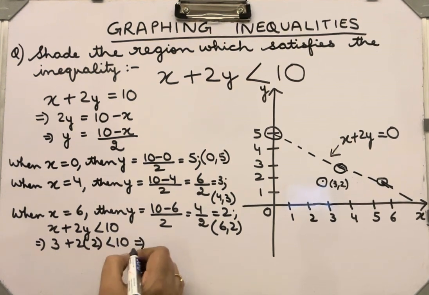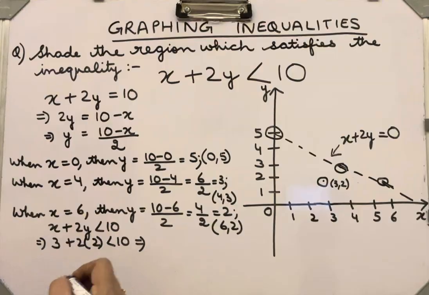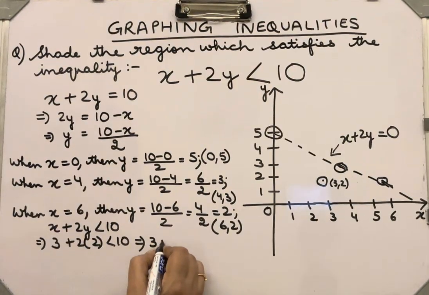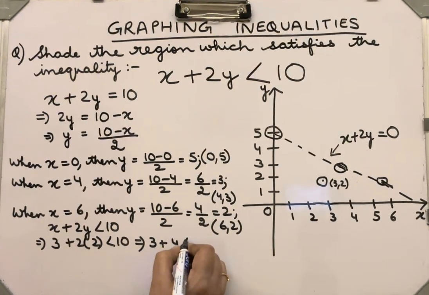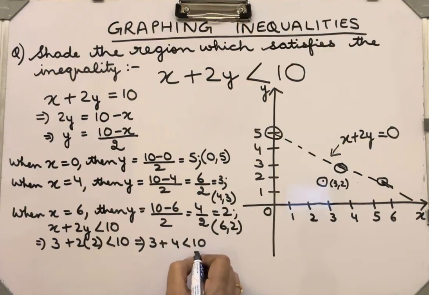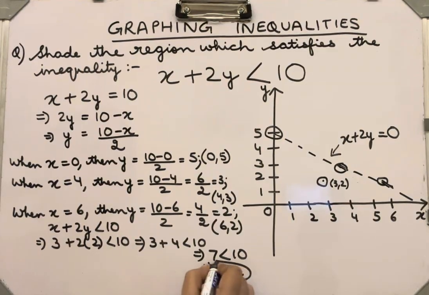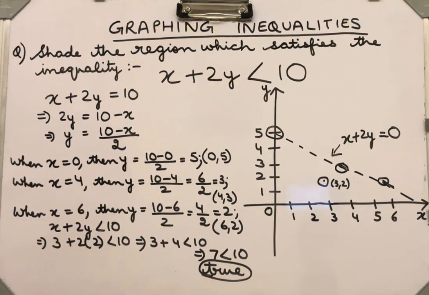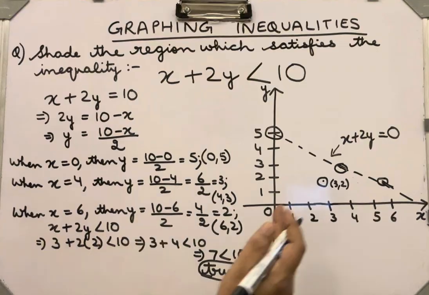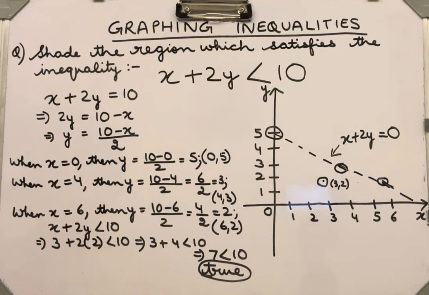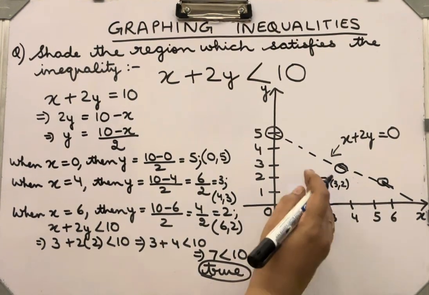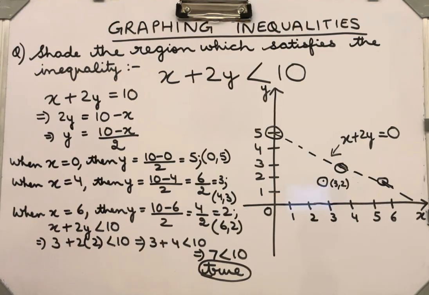Now let's check whether this is true or not. So 3 plus 2 multiplied by 2, which is 4, is less than 10. So 3 plus 4 is 7, which is less than 10, and this is true. Yes, we know that 7 is less than 10. So all points on this side of the line, this region, will satisfy the given inequality.